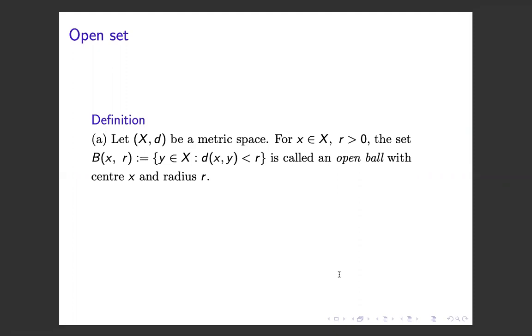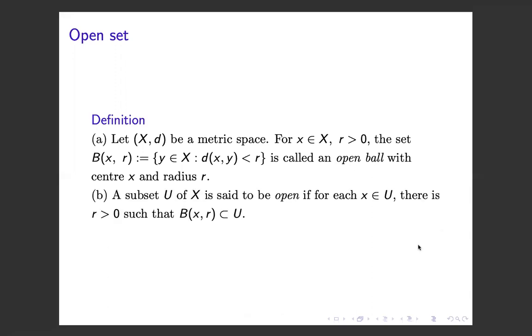So it is called an open ball, and the open ball centered at x with radius r is all those points in the space X which are at a distance strictly less than r. And the strictly less than r sort of corresponds to open. Okay. All right.